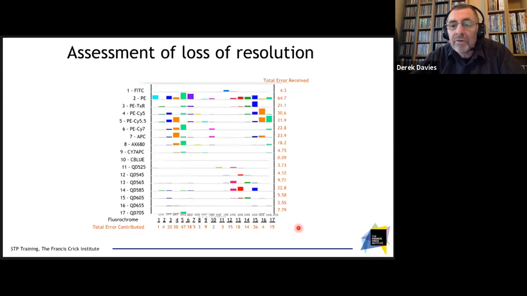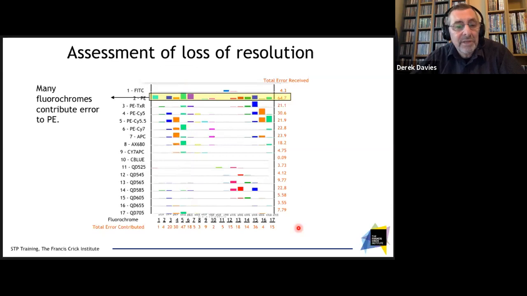PE, very bright fluorochrome, remember? Not in this system particularly, or not a very good fluorochrome for a dim marker, although PE is bright. A lot of other fluorochromes are contributing error into the PE channel. So obviously that's a lot of work doing it that way.